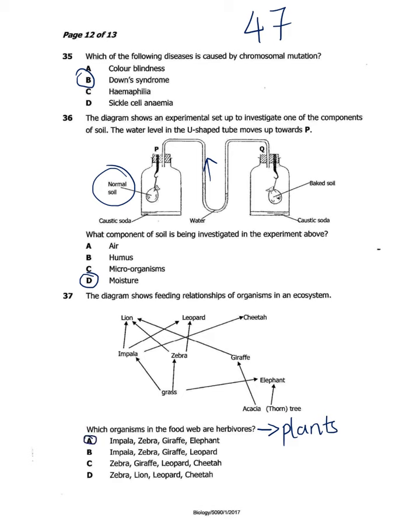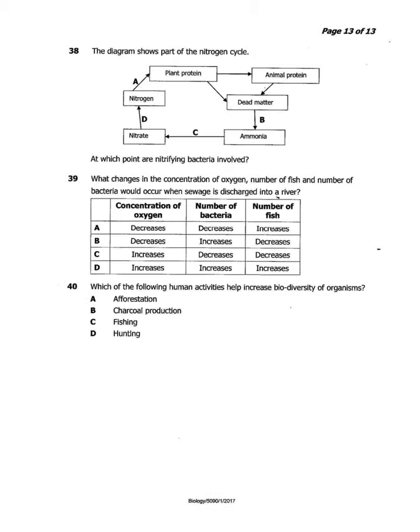For B, we know that leopard feeds on animals. For C, we know that leopard and cheetah feed on animals. For D, lion, leopard and cheetah feed on animals. So the answer is A.